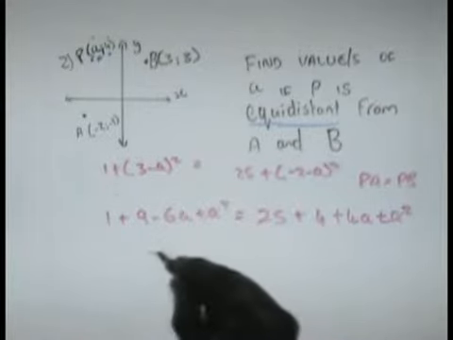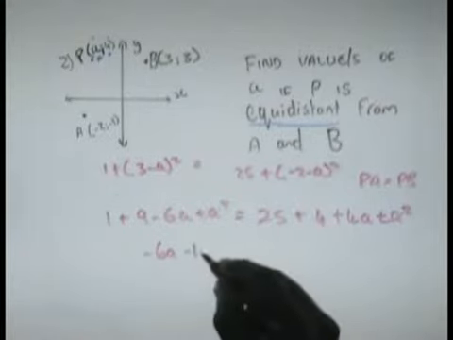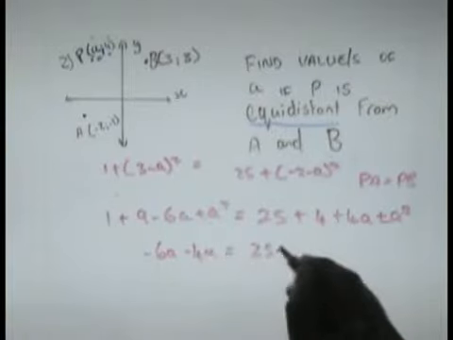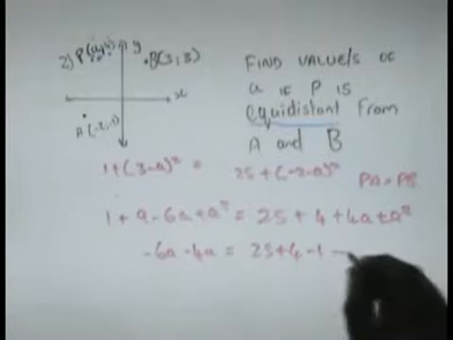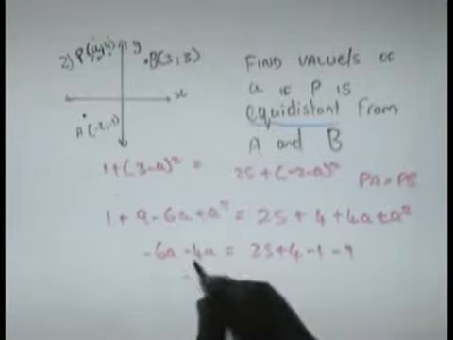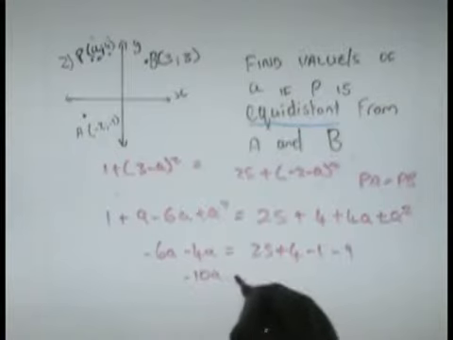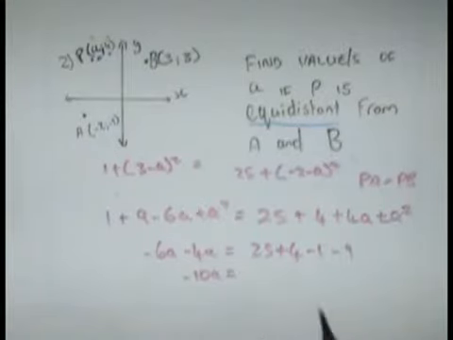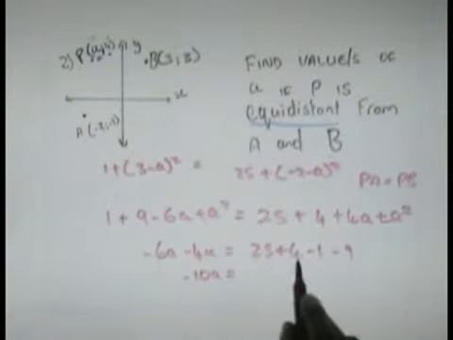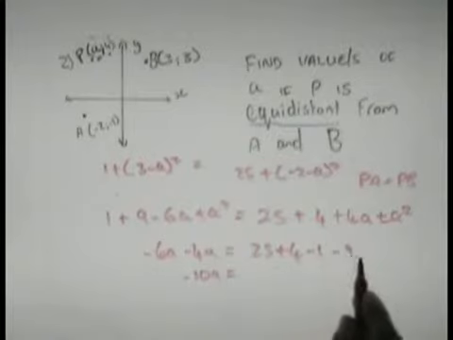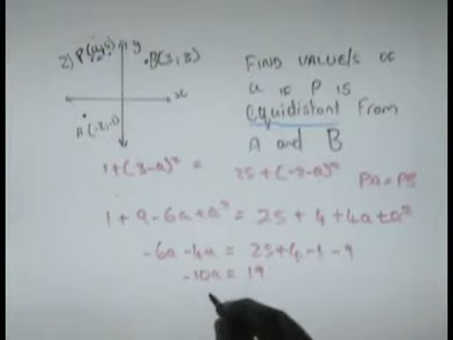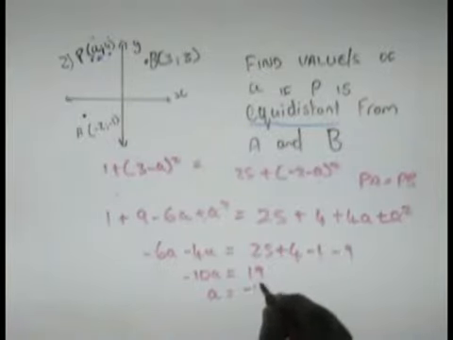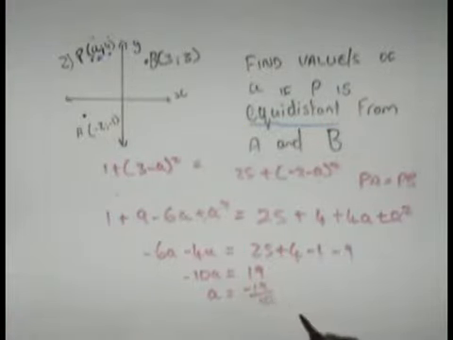Take the a's across, so I'm left with minus 6a minus 4a is equal to 25 plus 4 minus 1 minus 9. That means that minus 6a minus 4a, which is minus 10a, is equal to 25 plus 4, which is 29. 29 minus 9 is 20, minus 1 is 19. That means that a is equal to negative 19 over 10.